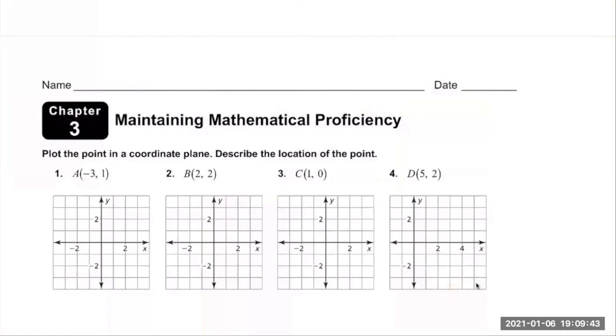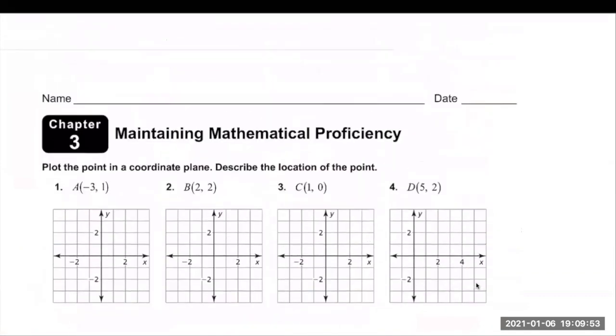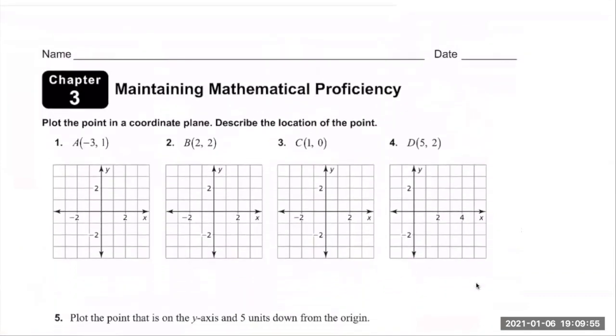Everyone. Today we're going to go through the Maintaining Mathematical Proficiency portion in your student journal. We're going to be on page 58 to start, so go ahead and flip to that page. What we're going to start out with is super basic. You've done it before, but we're just going to make sure we remember how to do it because it's going to help us as we move forward through these next couple of units.